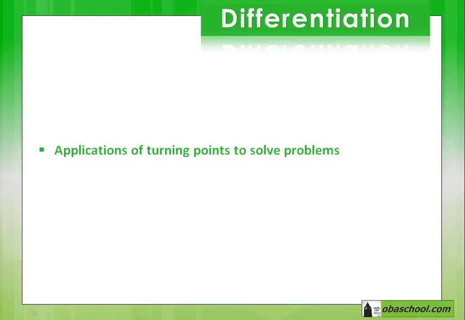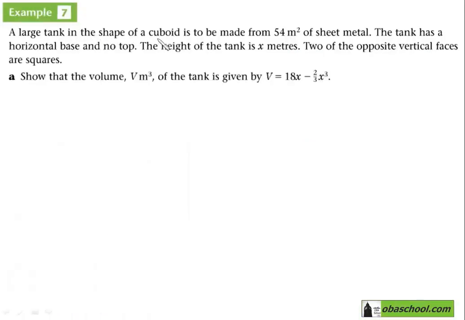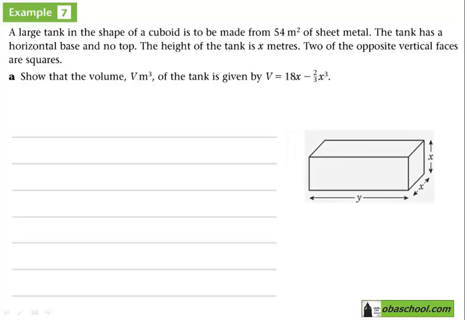Now we are going to do another application of turning points in order to solve problems. Look at this example. We're given a large tank in the shape of a cuboid, to be made from 54 meters squared of sheet metal. The box is surrounded from all sides by metal.